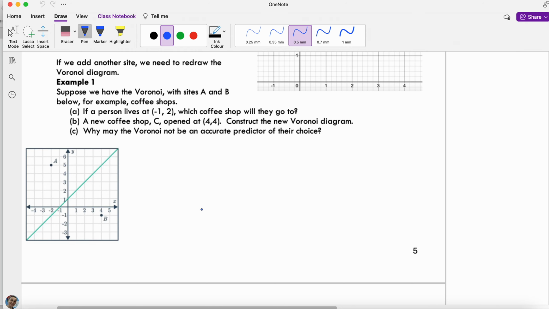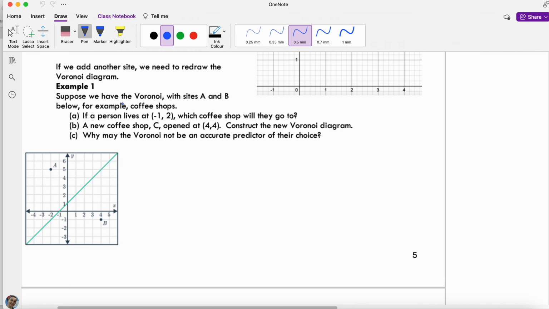So let's go to our first diagram here, okay? Suppose that we have a Voronoi with the sites A and B below. For example, these are coffee shops. So this is a Voronoi diagram because there's only A and B, and then the perpendicular bisector, remember, goes through the middle. If a person lives at -1 and 2, which coffee shop do they go to? Okay, so if it's at -1 and 2, they're here. So remember, anywhere on this side, you'll be closest to shop A, so therefore the person will go to shop A.